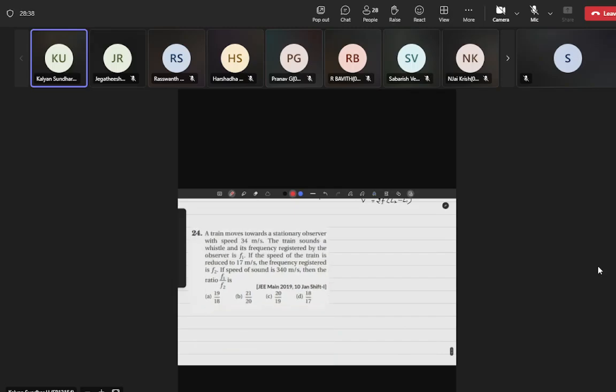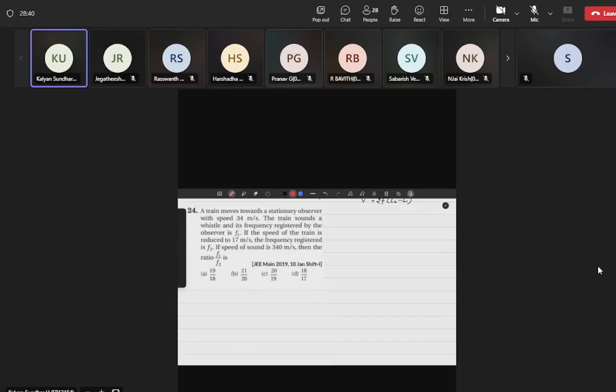Yeah, this is on the Doppler effect. A train moved towards a stationary observer with a speed of 34 meter per second. The train sounds the whistle and its frequency registered by the observer is f1. The speed of the train is reduced to 17 meter per second. The frequency registered is f2. If the speed of sound is 340, then what is f1 to f2?